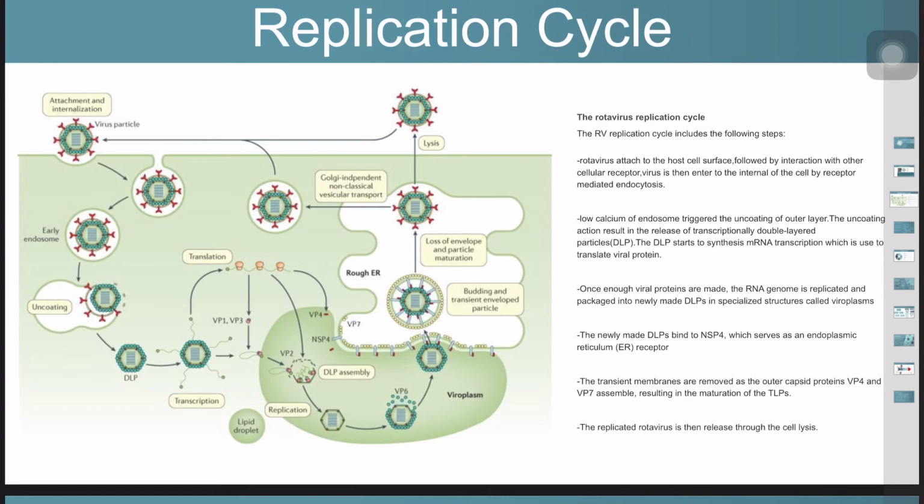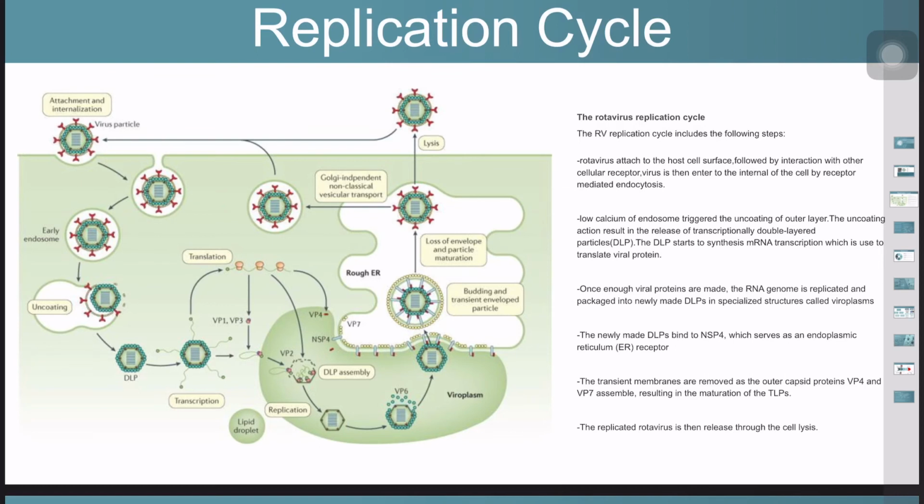Okay, so the next part we're going to talk about is the replication cycle of rotavirus. At first, the rotavirus attaches to the host cell surface, followed by interaction with other cellular receptors. The rotavirus then enters the cell by receptor-mediated endocytosis. The low calcium of the endosome triggers the uncoating of the rotavirus.